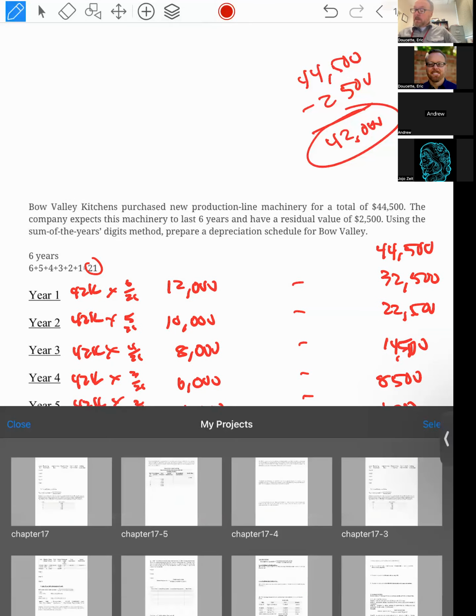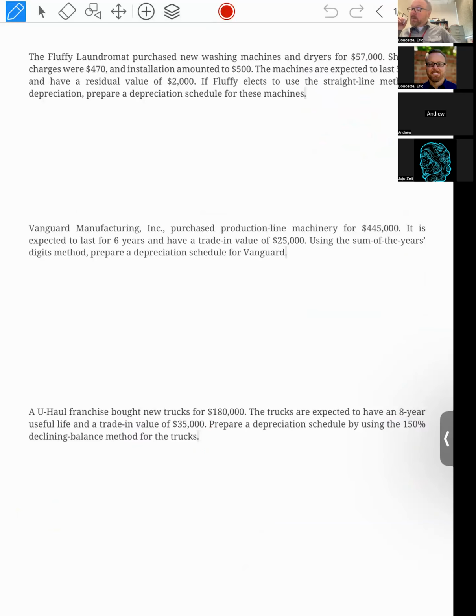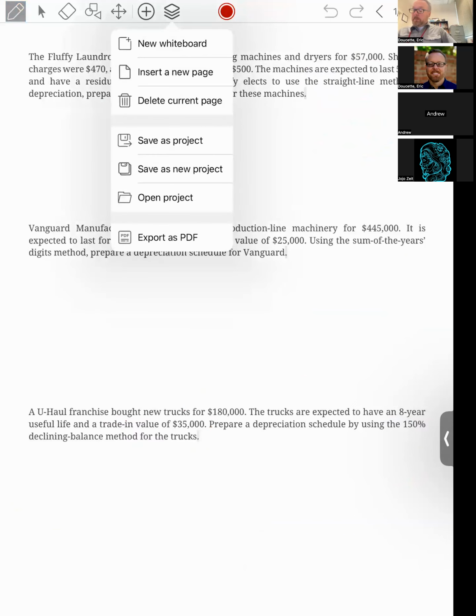Just remember 0.375. And then we go to, I believe, here. Let's see, what's this one? That's straight line. Hold on.